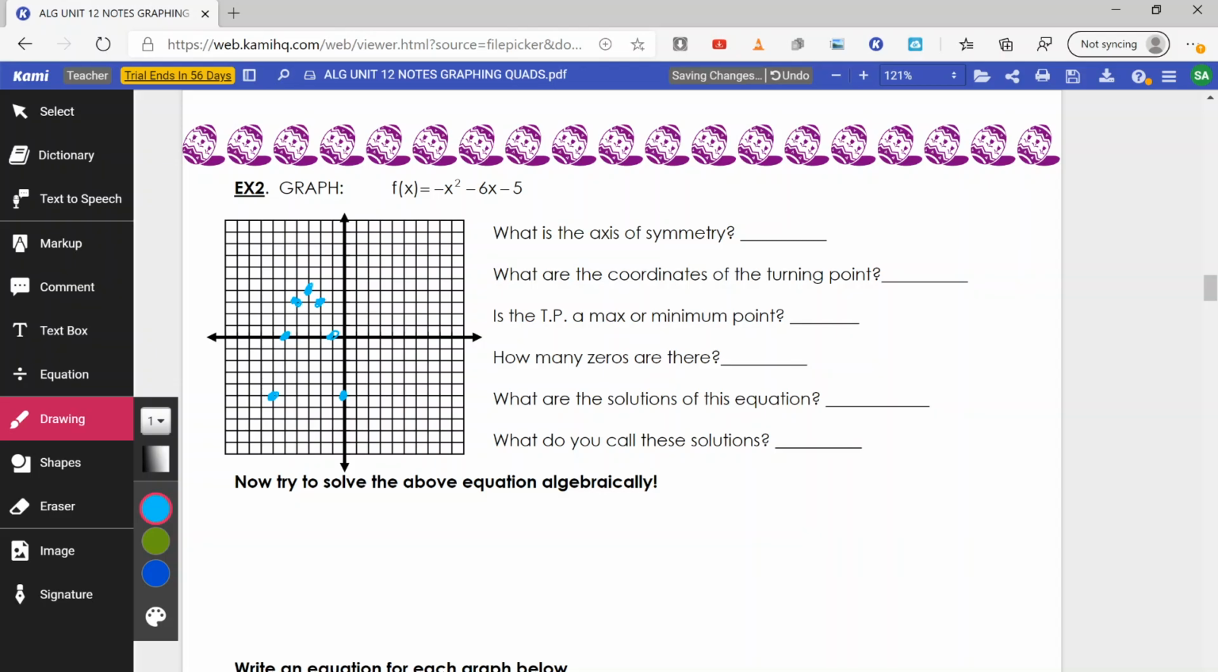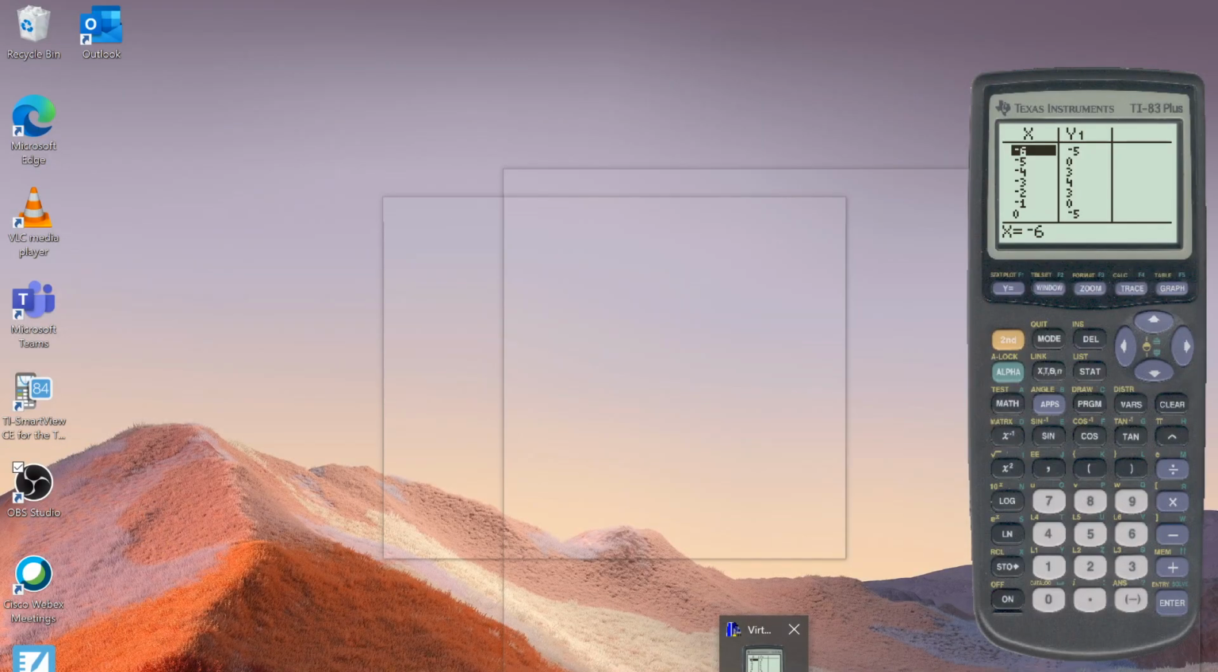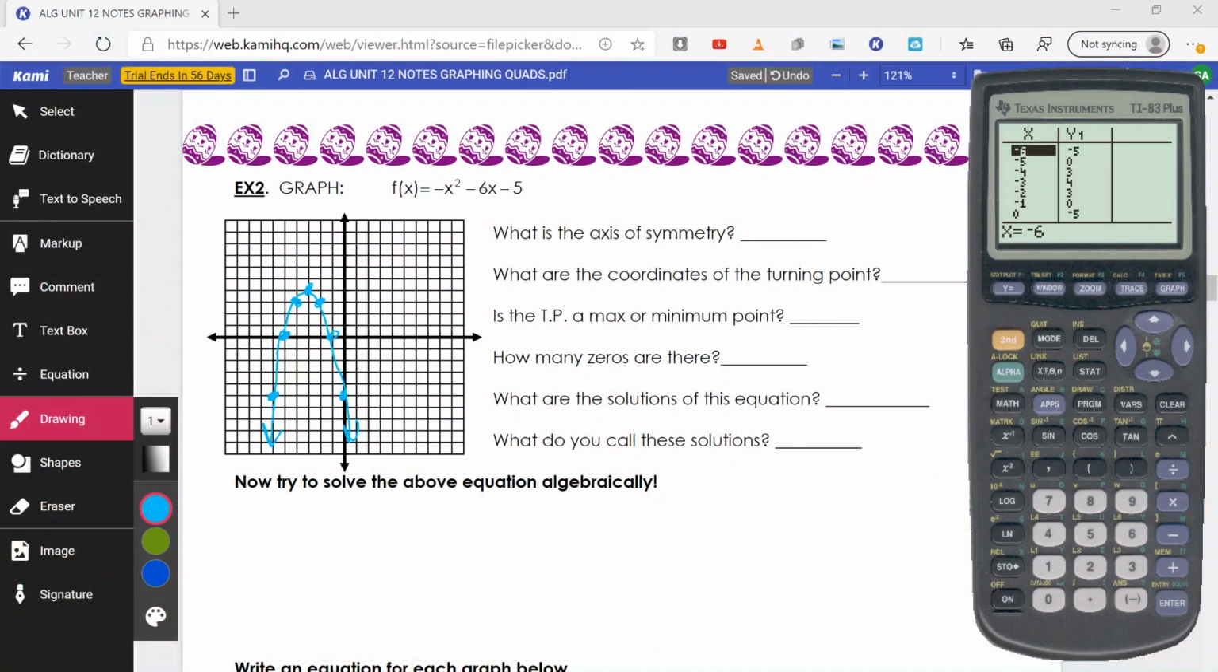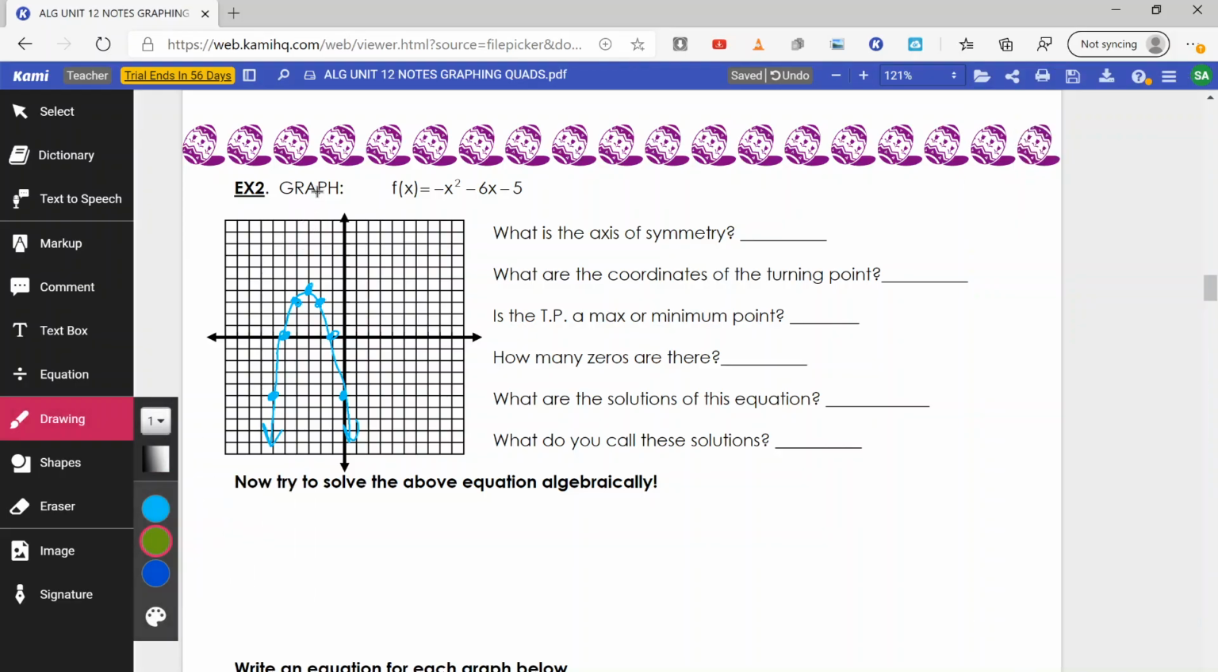So now what we want to do is connect the points as best we can. Again, it's a curve. Arrows at the end. And now we can determine the axis of symmetry. So the axis of symmetry is the x value of our turning point. So in the middle, negative 3, 4. We also see that it also happens to be right here at our turning point.